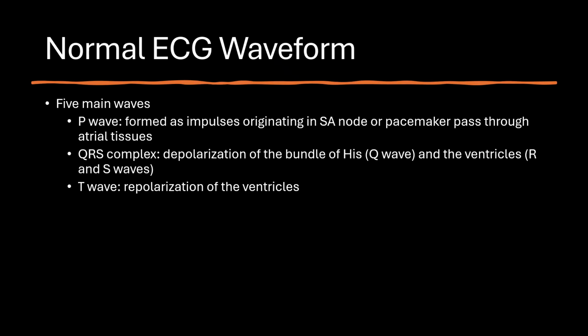Let's take a look at normal ECG waveforms. An ECG has 5 main waves. We have the P wave, which is our atrial depolarization from the SA node. The QRS complex, which is the depolarization of the ventricles, as well as the T wave, which is ventricle repolarization. Together, these waves reflect the electrical activity that drives each heartbeat.